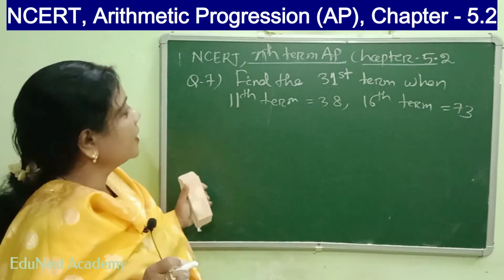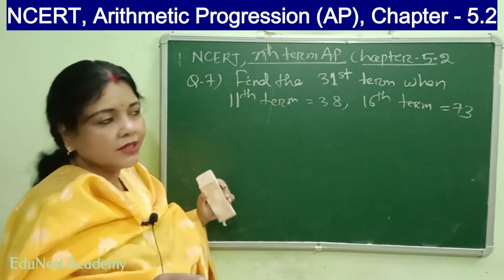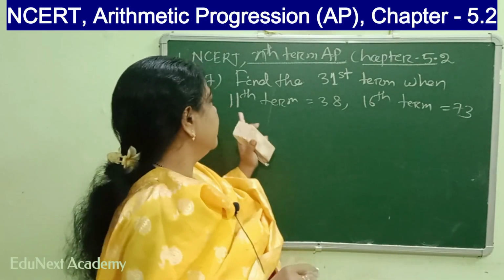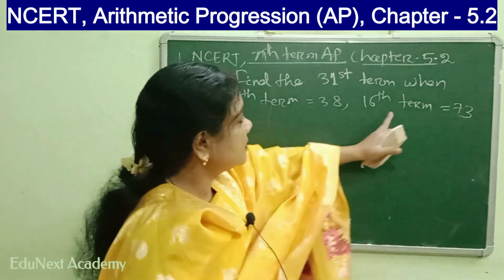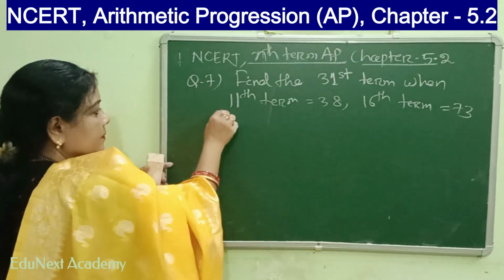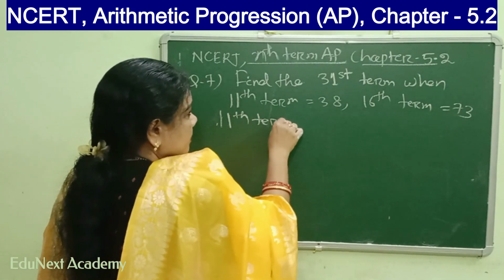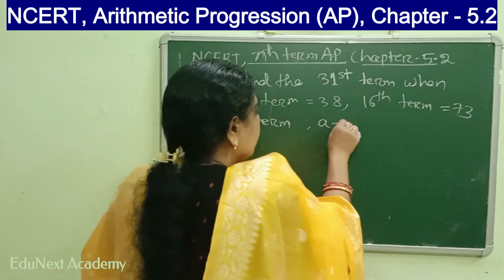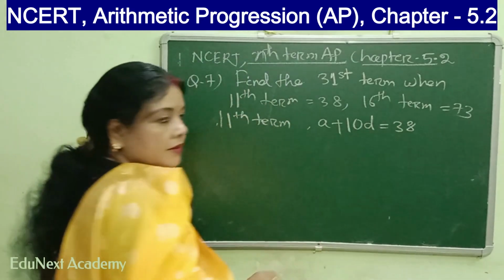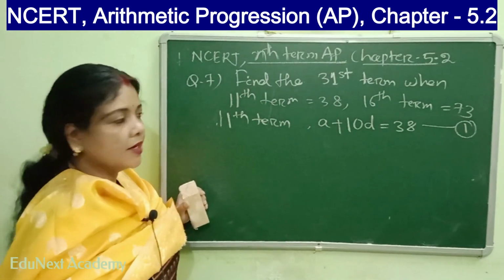Now let us solve this question number 7. This is a very interesting question. The question is: find the 31st term when the 11th term and the 16th term are given. Now this 11th term means a plus 10d is equal to 38. Let it be equation 1.